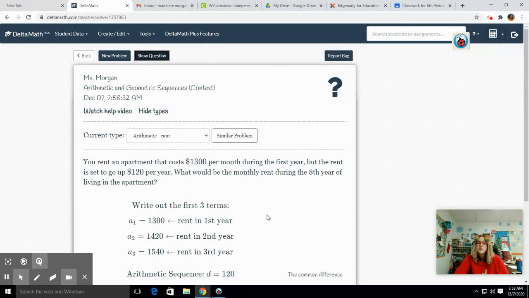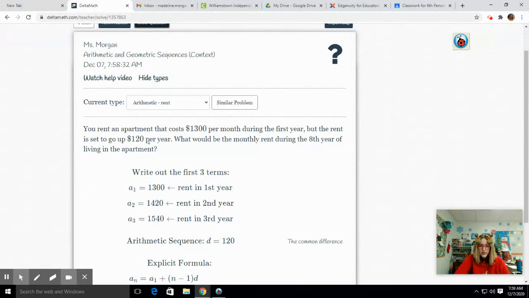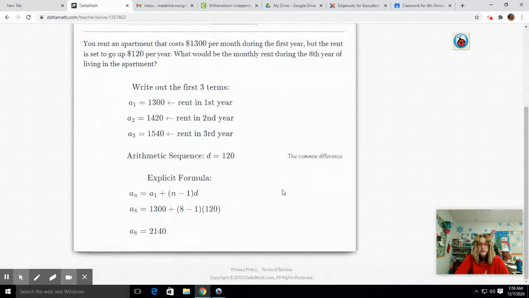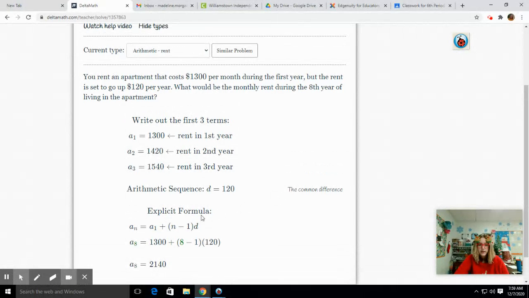So the first thing you're going to do when you're dealing with word problems is write out the first 3 terms. So I know that the first year I paid $1,300 because it tells me that in the problem. And it goes up by $120 per year. So the second year, I'm going to add $120, so I'm going to be paying $1,420. I'm going to add $120 again for my third year, so $1,540.